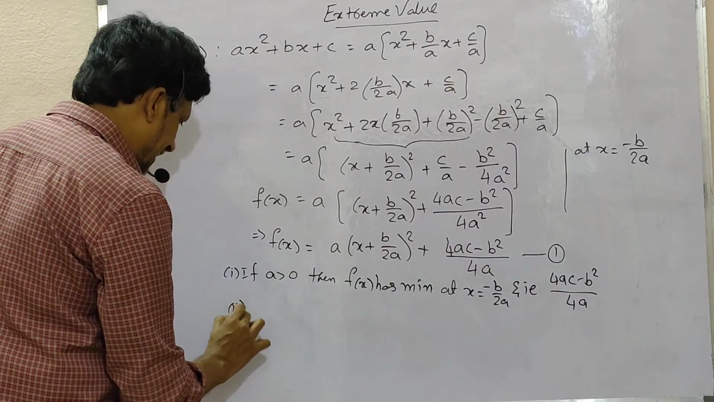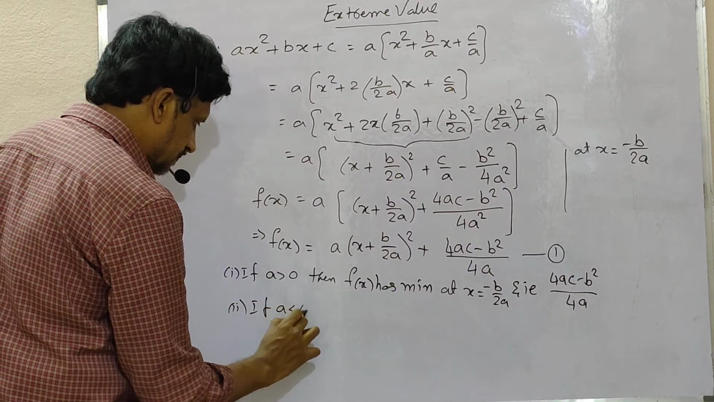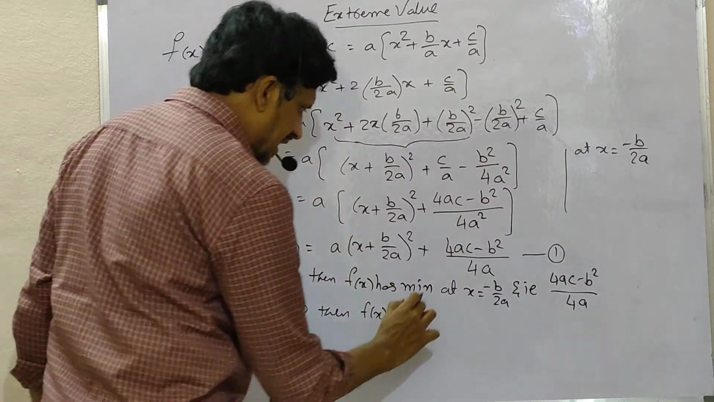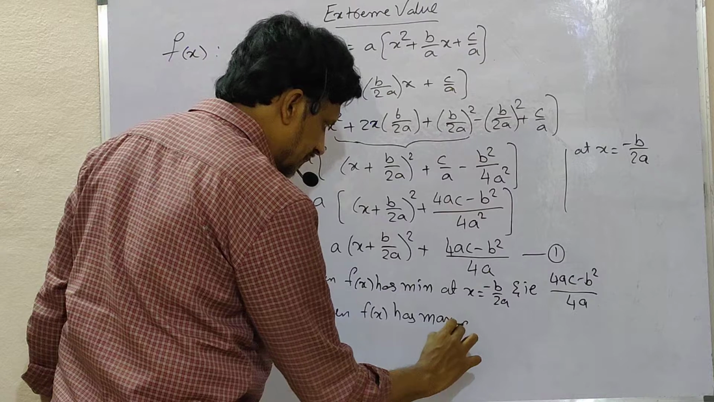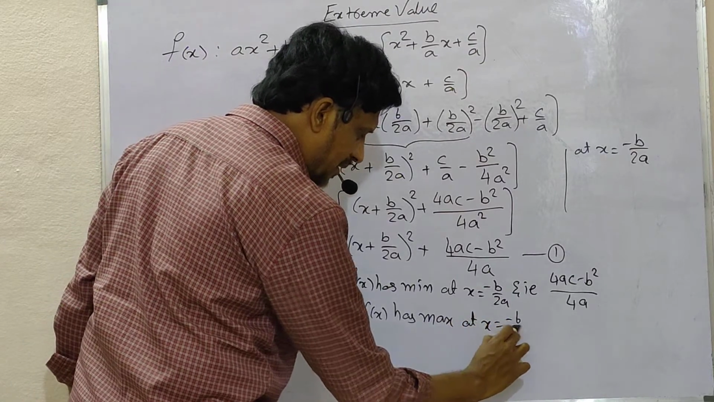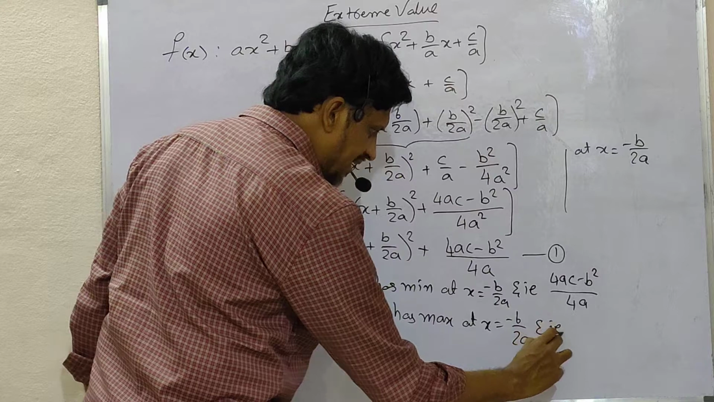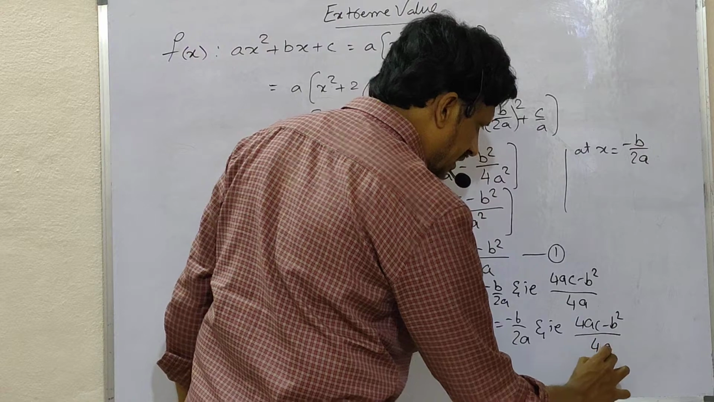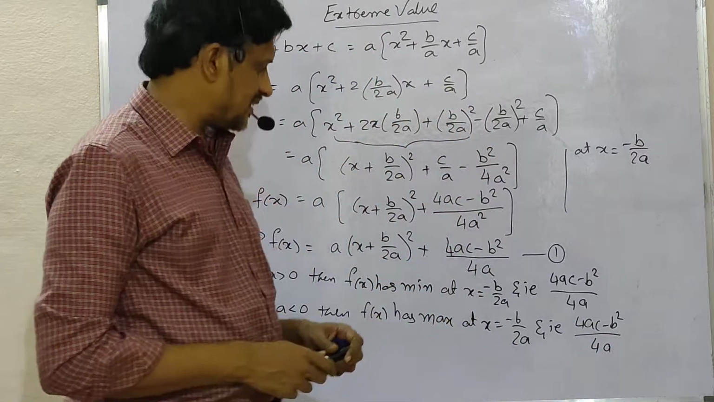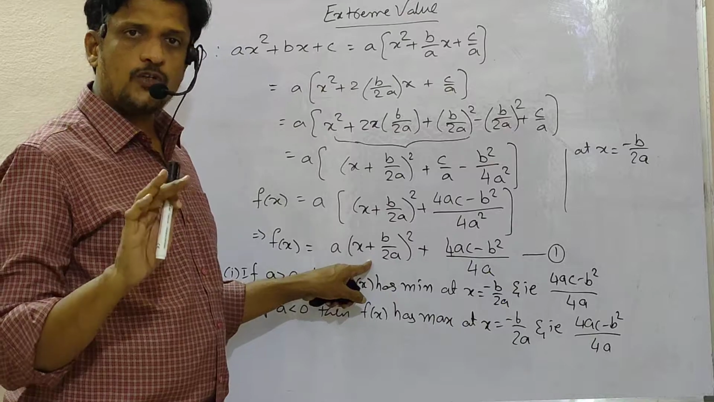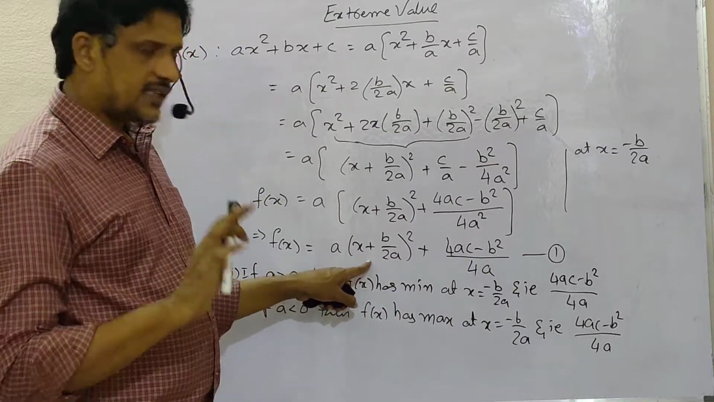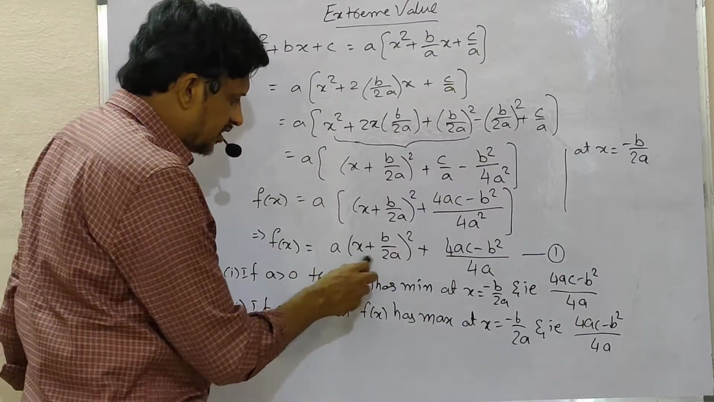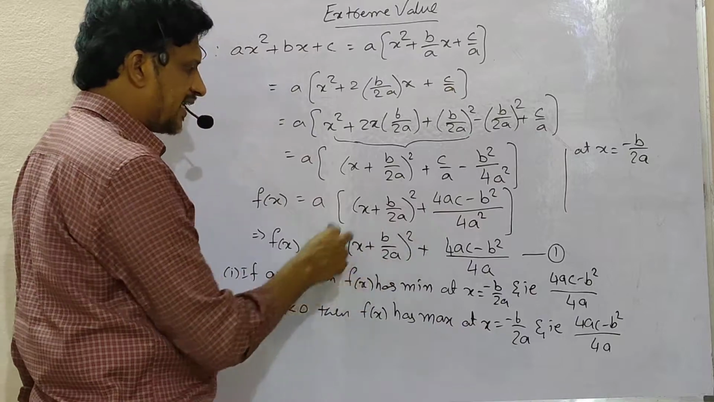In the second case, if a is less than 0, then f of x has maximum at the same x equal to minus b by 2a, and that maximum value is (4ac minus b square) by 4a. Now how can you say that it is maximum? x plus b by 2a whole square is either 0 or positive. Suppose it is any positive number, since a is negative, the product of these two, a negative number into a positive number, will be negative.